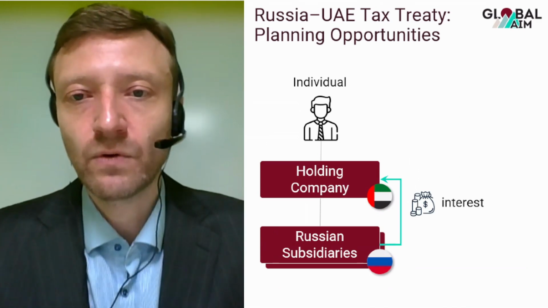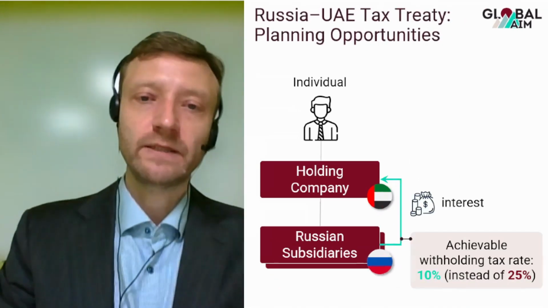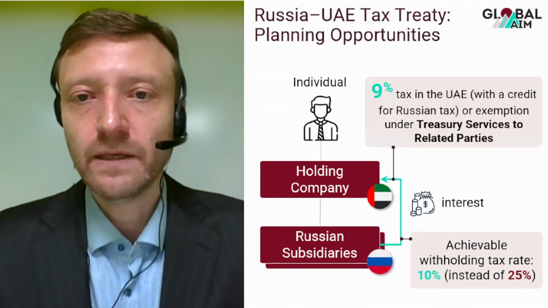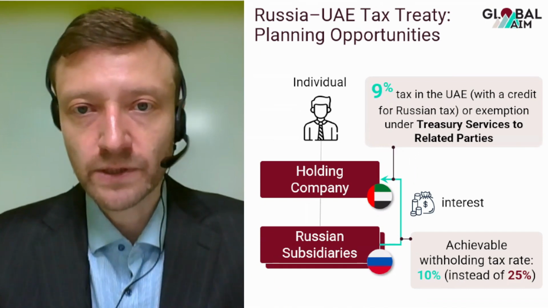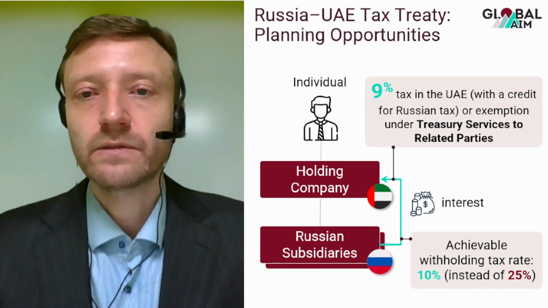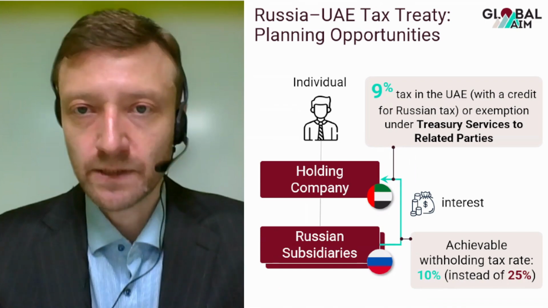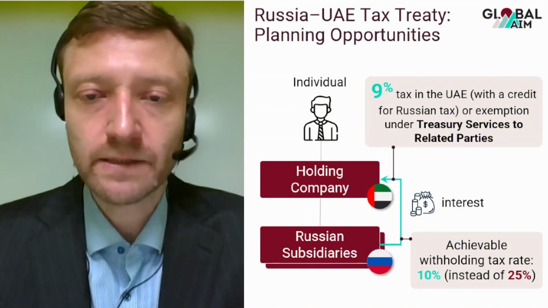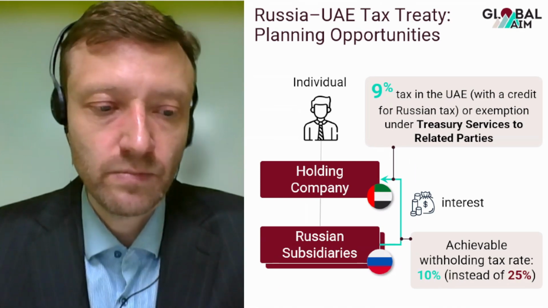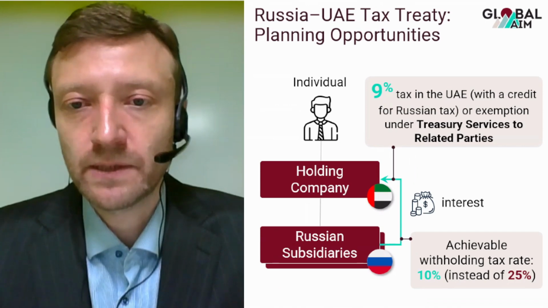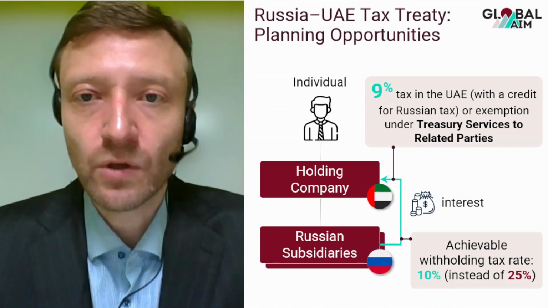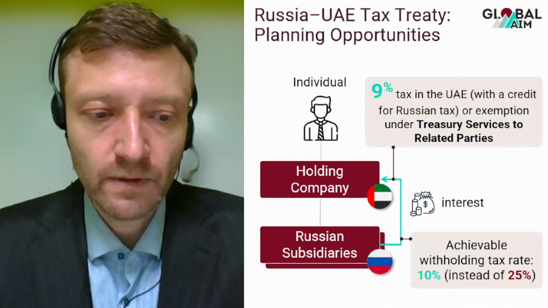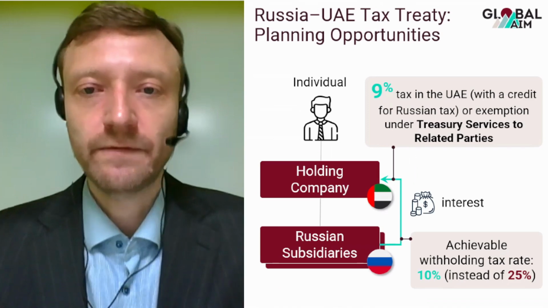A similar conclusion can be made for interest payments, as is shown on the slide. If the holding company provides loans to Russian subsidiaries and then receives interest payments back, then the achievable withholding tax rate is 10%. It is possible to exempt this interest at the level of the holding company because there is a qualifying activity called treasury services to related parties. But even if the standard tax rate of 9% in the United Arab Emirates applies, then it is most likely that it's not going to be an additional tax burden for the structure, because the 10% withholding tax rate can be credited against the 9% corporate tax in the UAE. Okay, so from a tax perspective, financing structures also look quite efficient.